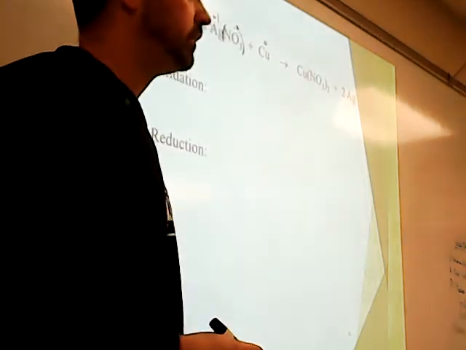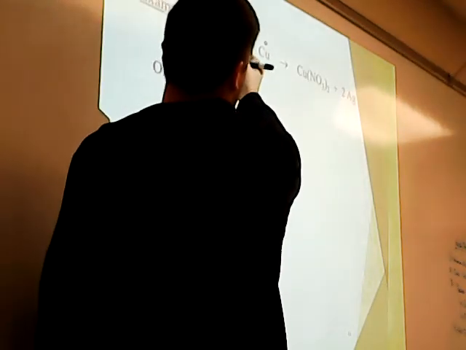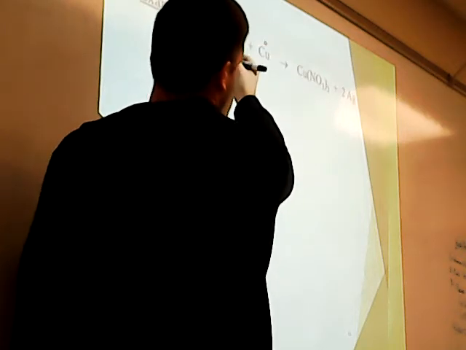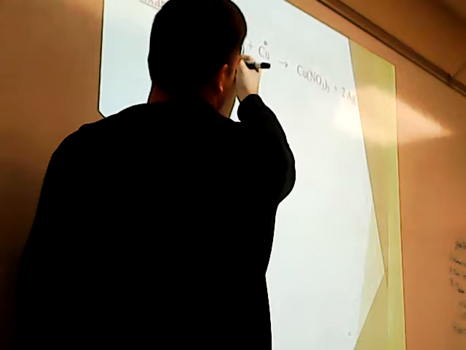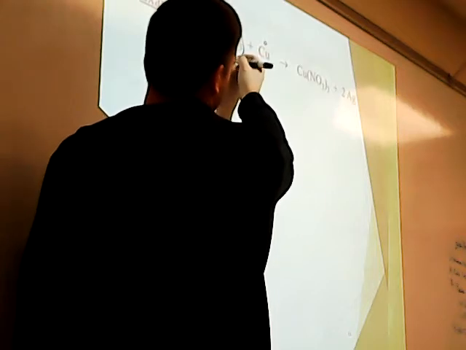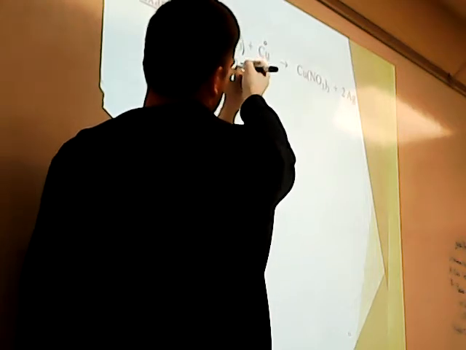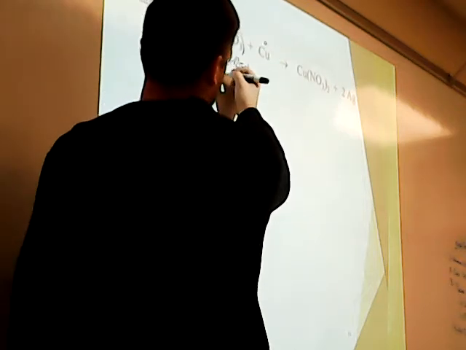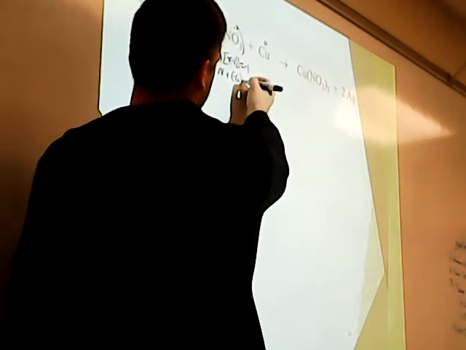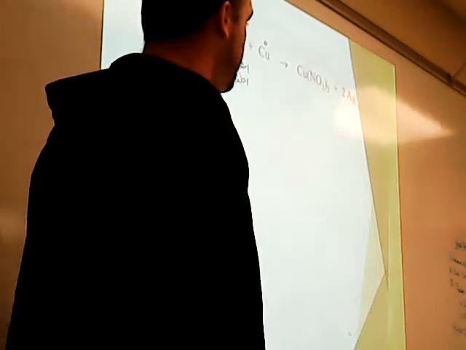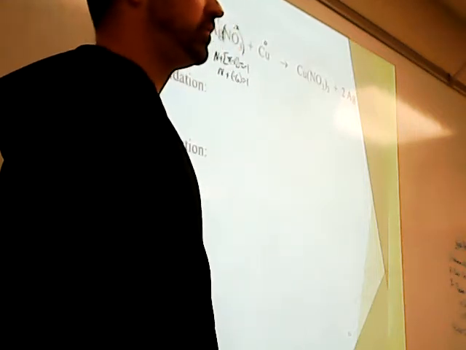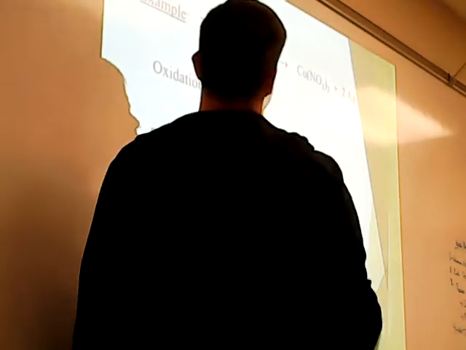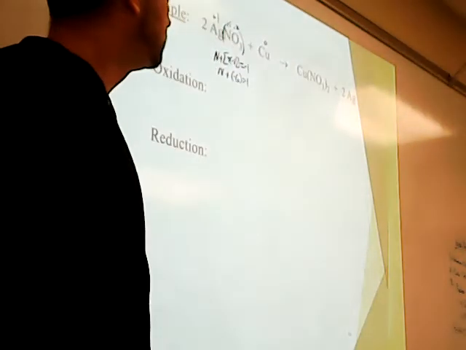So now if I do a little bit of math, nitrate has to equal -1 because that's the overall charge of it. Nitrogen plus 3 oxygens with a charge of -2 each: nitrogen plus -6 has to equal -1. Which means what does nitrogen have to be? +5. Okay?